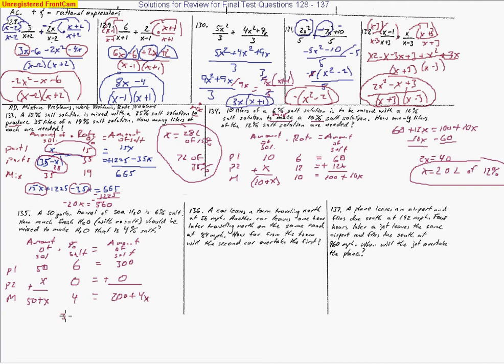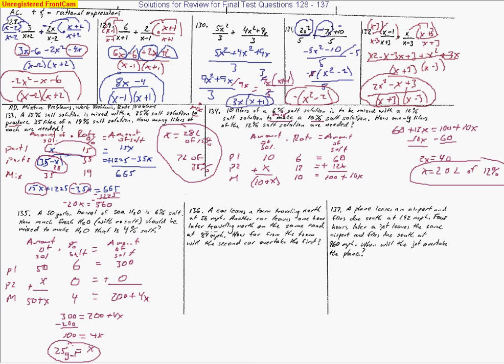So we set up our problem. 300 equals 200 plus 4x. Subtract that 200 from both sides. End up with 100 equals 4x. Divide, you end up with x is 25. So 25, and this was gallons this time, of the fresh water in order to make that 4% solution.